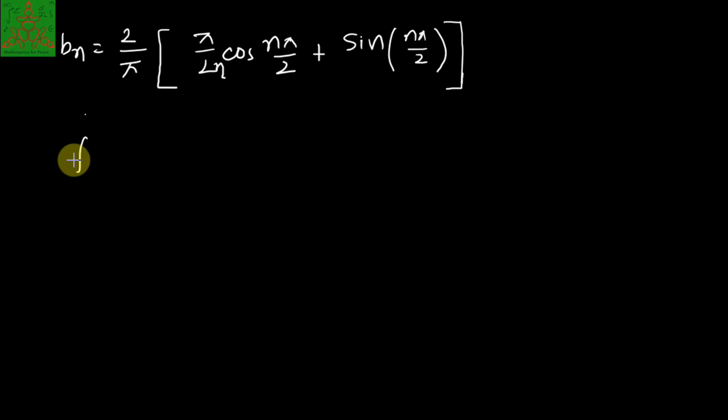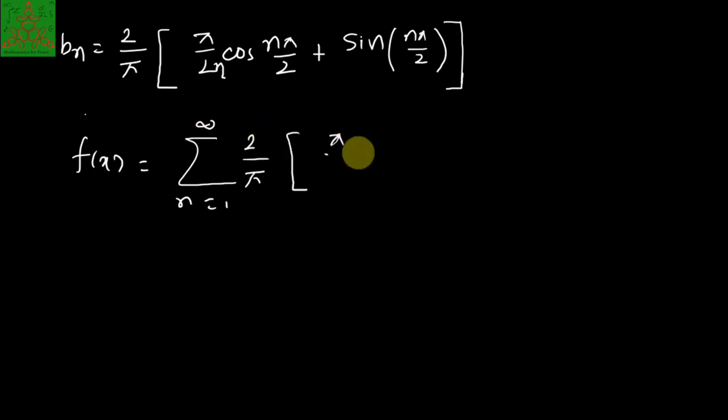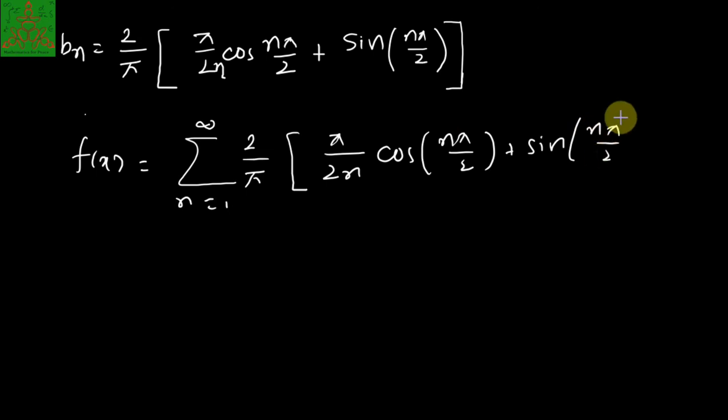Finally, the Fourier series you will have, which is your function f, which is summation 1 to infinity 2 by pi in bracket pi by 2n cos n pi by 2 plus sine n pi by 2 into sine nx.